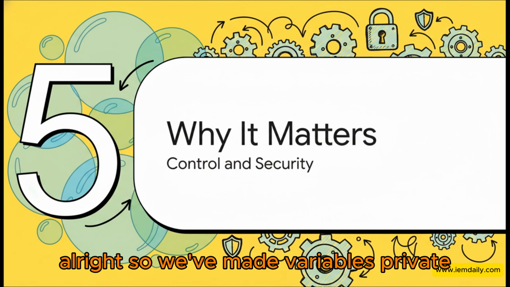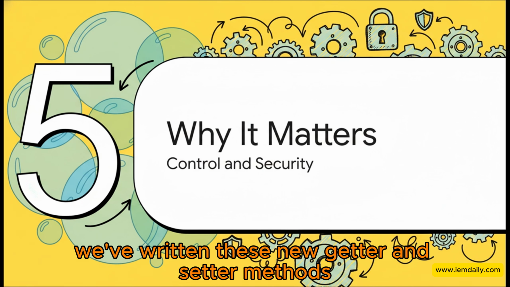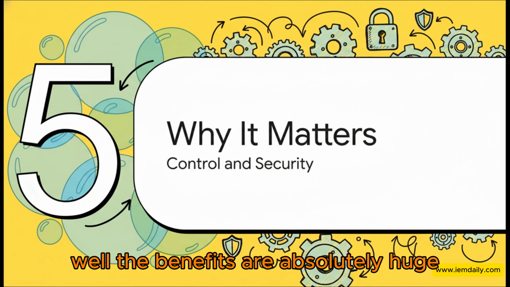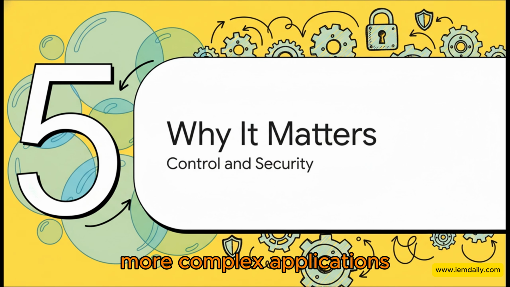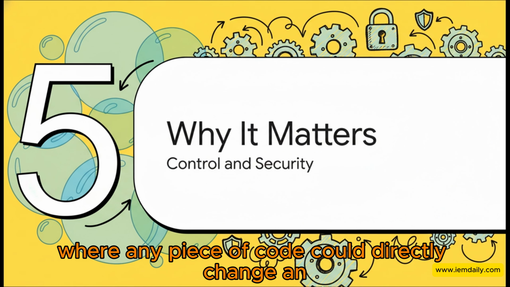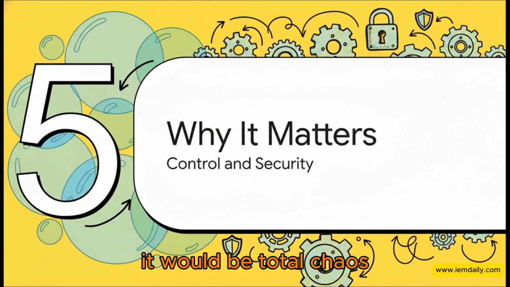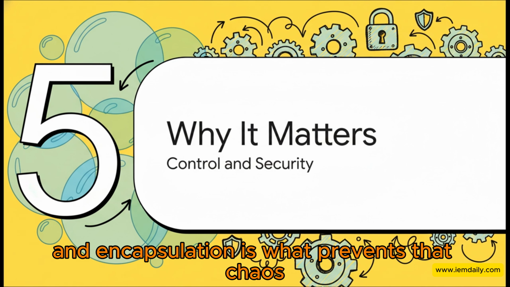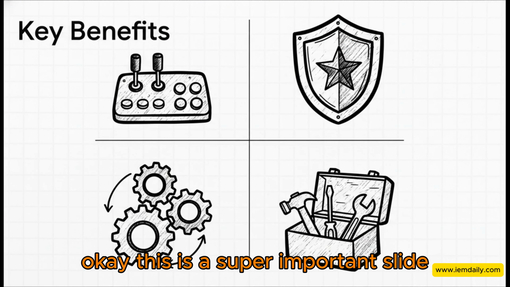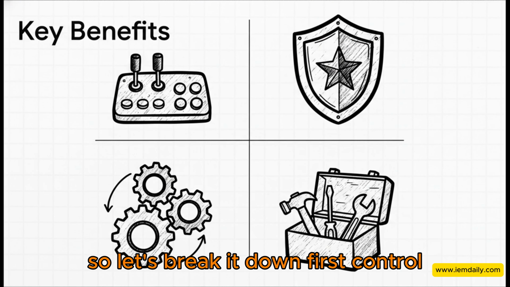All right, so we've made variables private. We've written these new getter and setter methods. Why did we do all this? Why does it matter so much? Well, the benefits are absolutely huge, especially when you start building bigger, more complex applications. I mean, just imagine a banking app where any piece of code could directly change an account balance. It would be total chaos. Encapsulation is what prevents that chaos. Okay, this is a super important slide, especially for exams or interviews, so let's break it down.